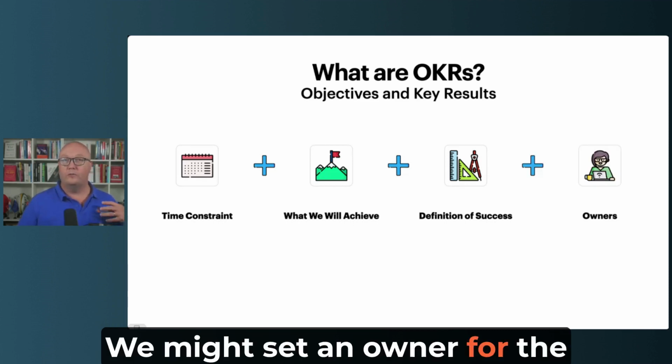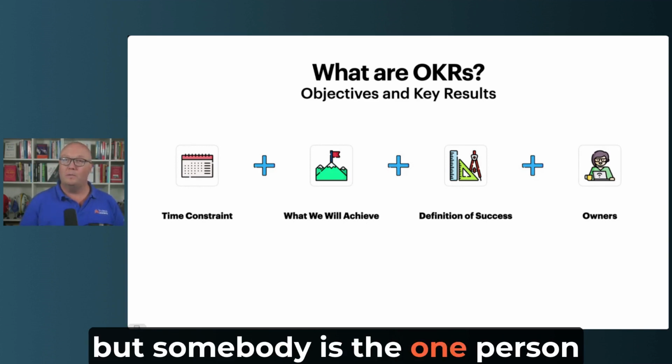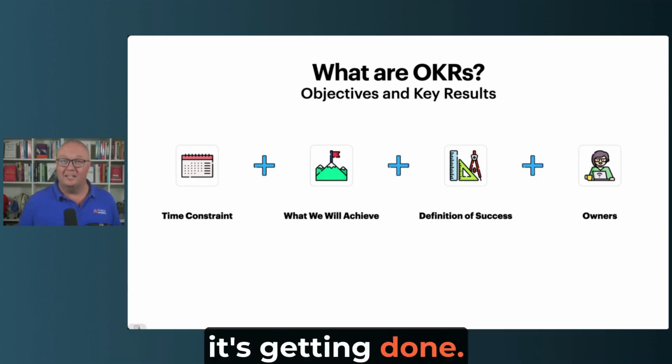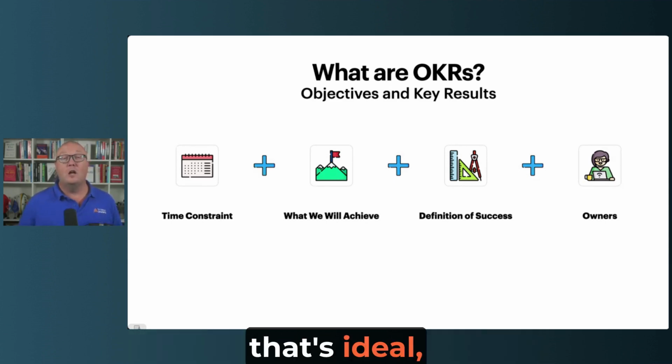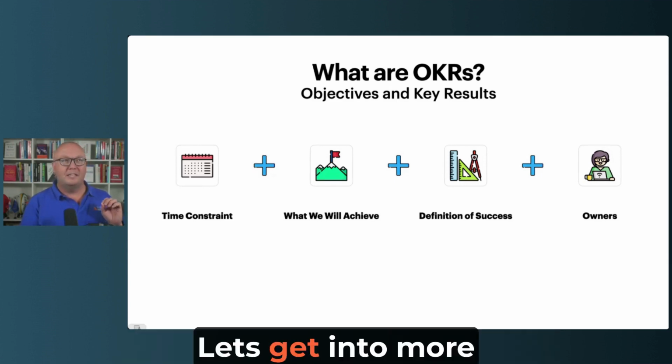We might set an owner for the overall objective or for individual key results, but somebody is the one person who's responsible for pulling together the plan and making sure it's getting done. Now, they don't necessarily manage everything. They might be quite cross-functional. In fact, that's ideal, but yeah, that's what you're doing. Right. So let's get into a bit more detail with this.